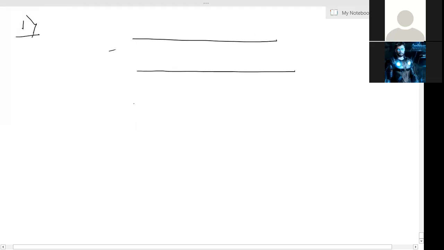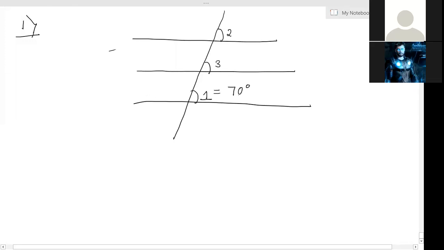Last time we had two lines. Now this time we have three. Okay, this is angle 2. This is angle 3. This is angle 1. And I have given you that angle 1 is equal to 70 degrees. So now find, what is angle 2 and angle 3? Okay, this question will be answered by Yashwant.